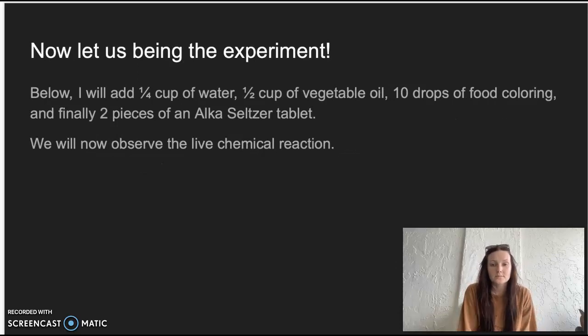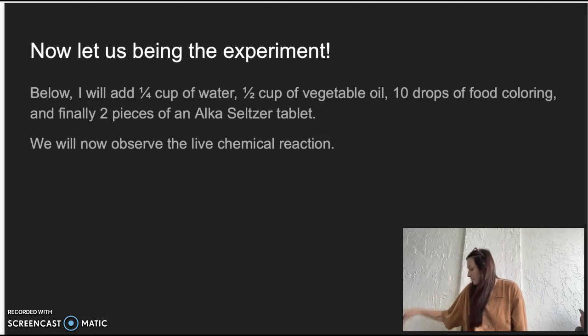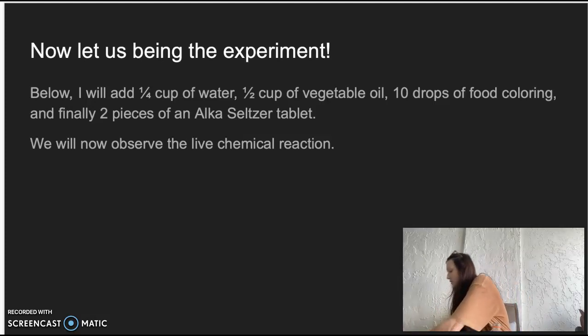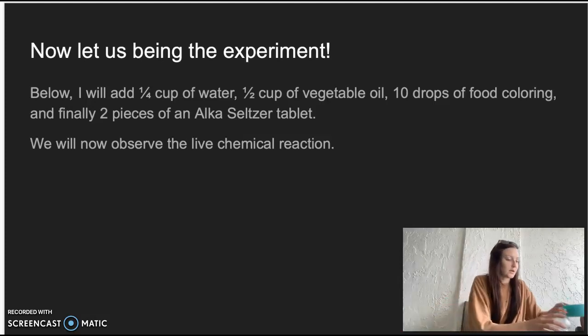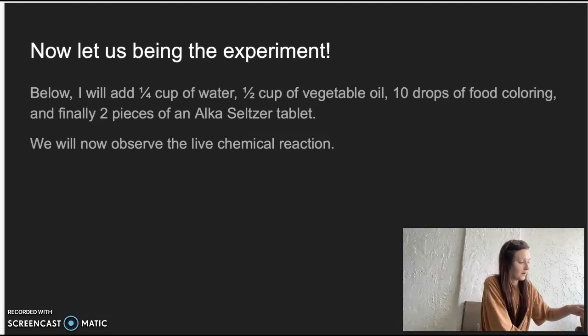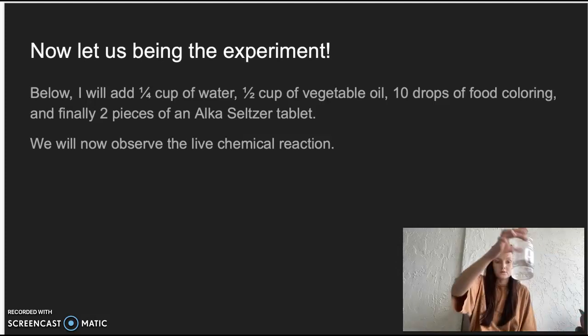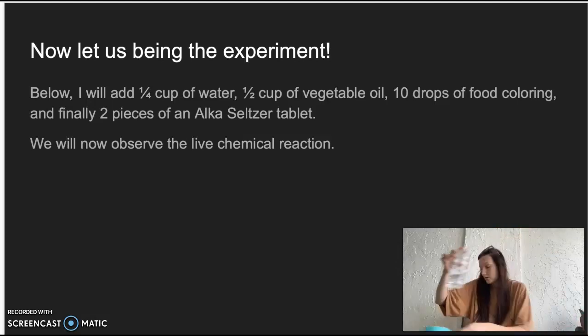Now, let us begin our experiment, and below I will add, in the ratios of the actual bottle, 1/4 of a cup of water, 1/2 a cup of vegetable oil, 10 drops of food coloring, and finally 2 pieces of an Alka-Seltzer tablet. Okay, so we have our bottle, and without spilling this, I'm going to do my best to fill up the bottom about 1/4 of the way. So that was about perfect. We've got 1/4 of the bottle filled up.